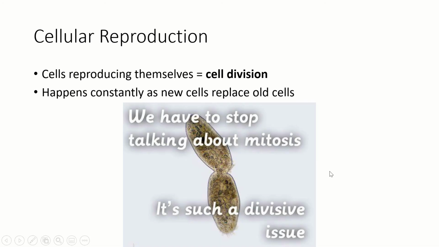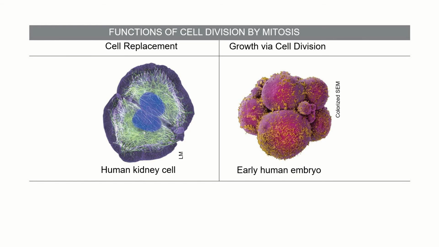And the process by which this happens is called mitosis, and we really have to stop talking about it because it's so divisive. Kidding. Okay. There are a lot of ways that organisms use cell division by mitosis to replace old cells, like we said, but also to grow new cells. You have to have a cell to make a new cell.